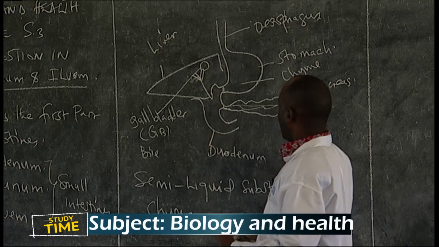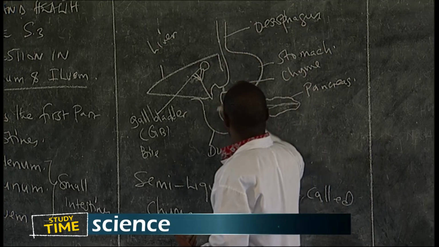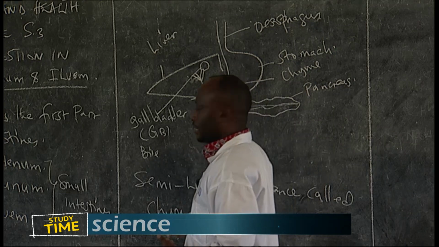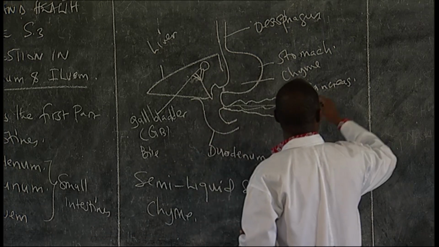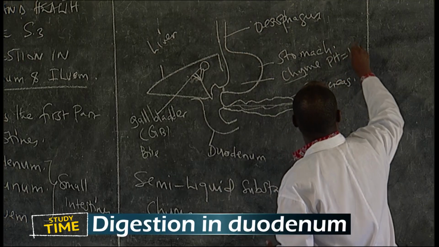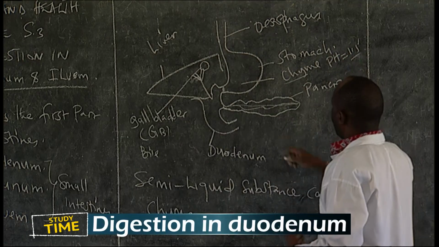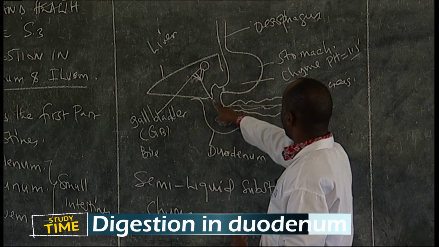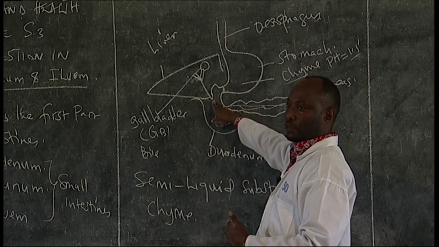Now, after reaching the duodenum, we know the environment of the chyme in the stomach, the pH in the stomach, is around 1.5. Now, if that chyme is going to be passed into the duodenum, it means it has to be neutralized.